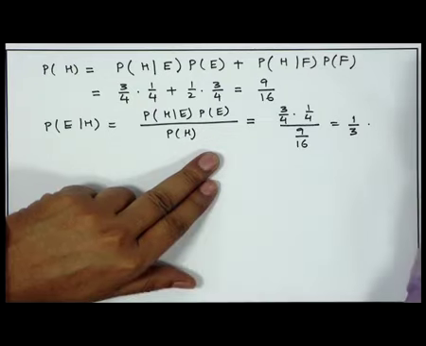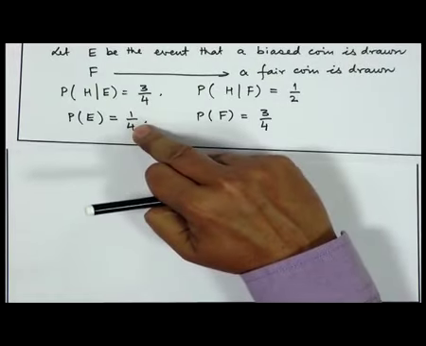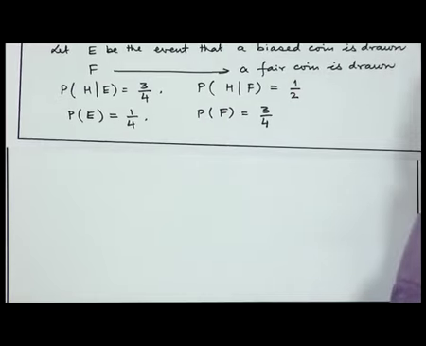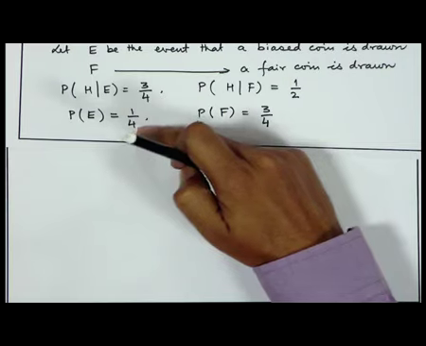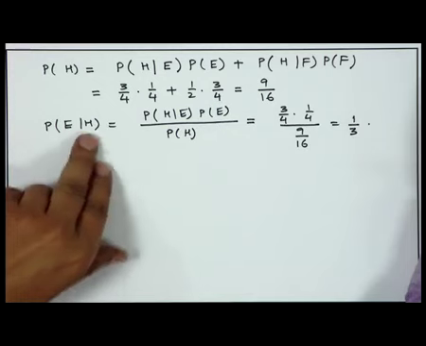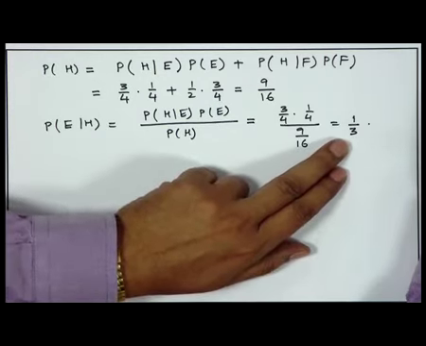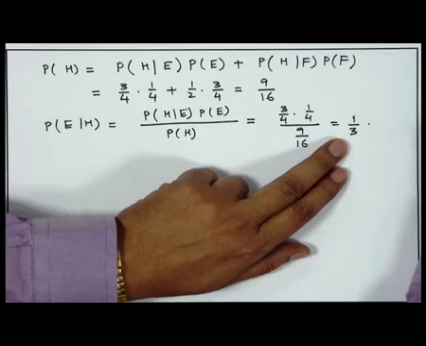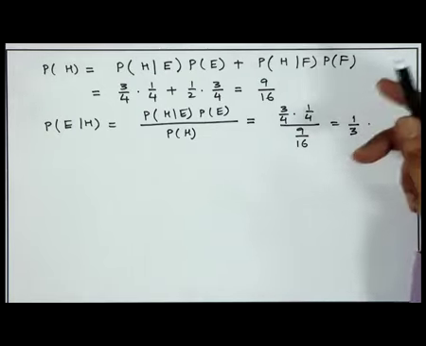Let us try to review this. What is the probability of E? The probability of E is 1 by 4. That means, since there are 4 coins, out of which only one coin is biased, the probability of drawing the biased coin was 1 by 4. Now, if the outcome is known that it is head, then the probability of biased coin has increased from 1 by 4, it has become 1 by 3. The reason is that there is more chance of head from the biased coin. Therefore, the probability gets revised.